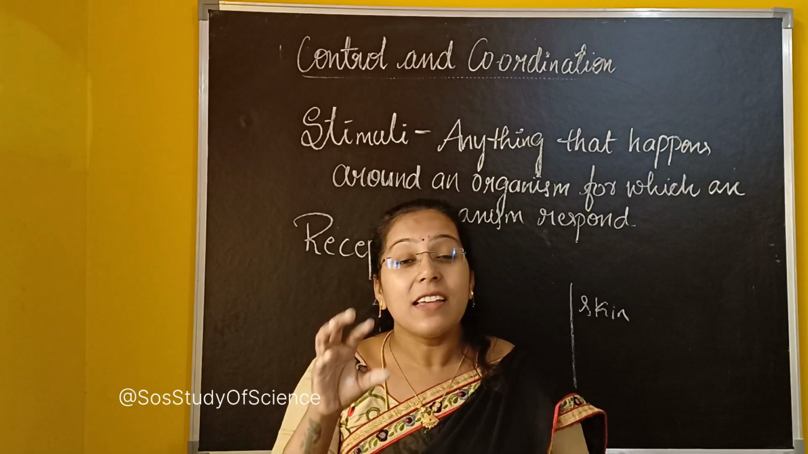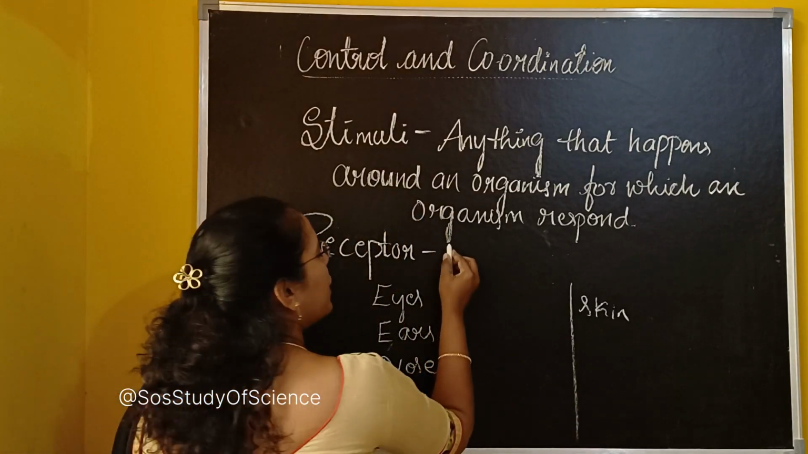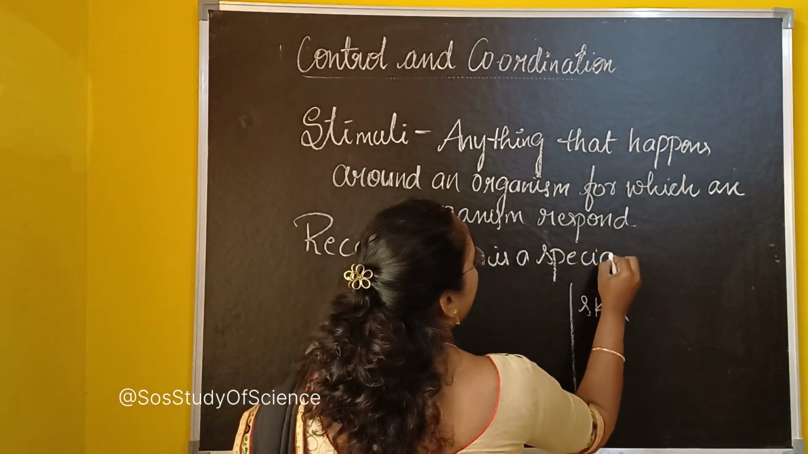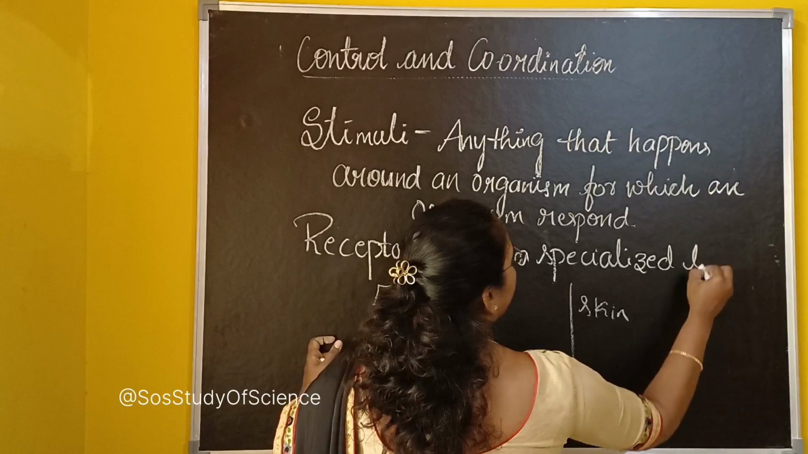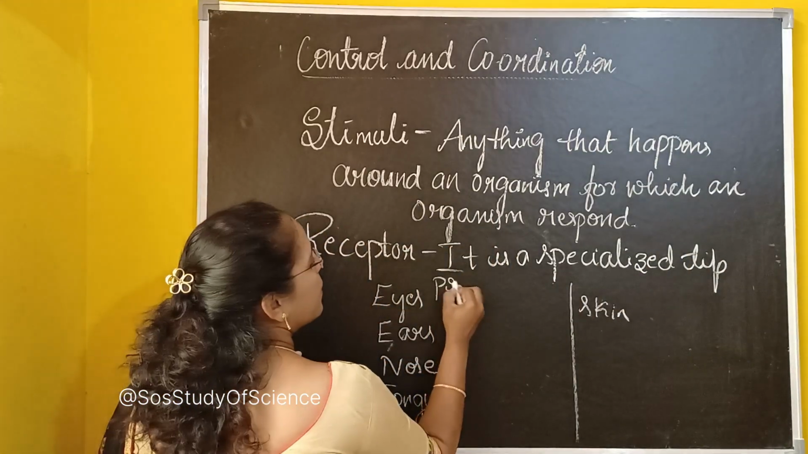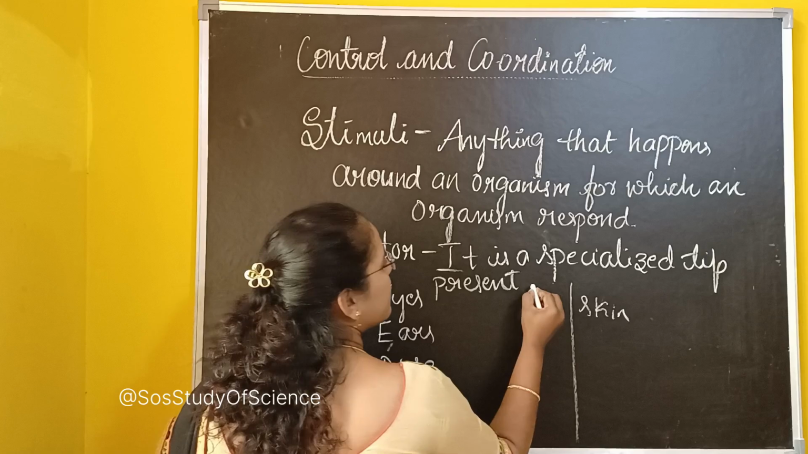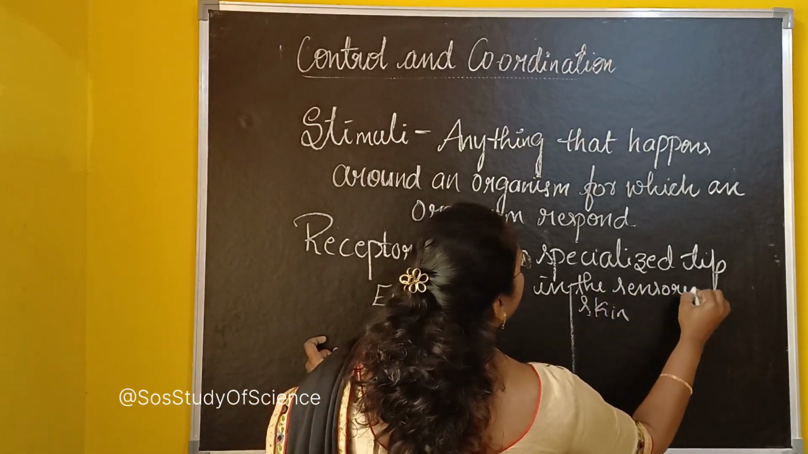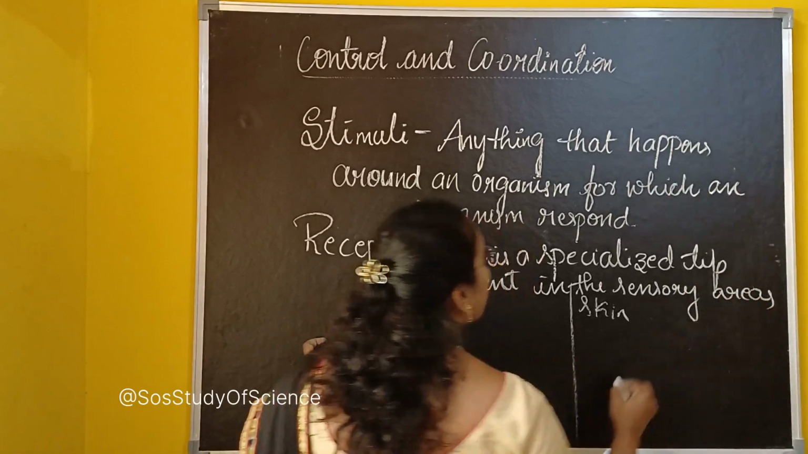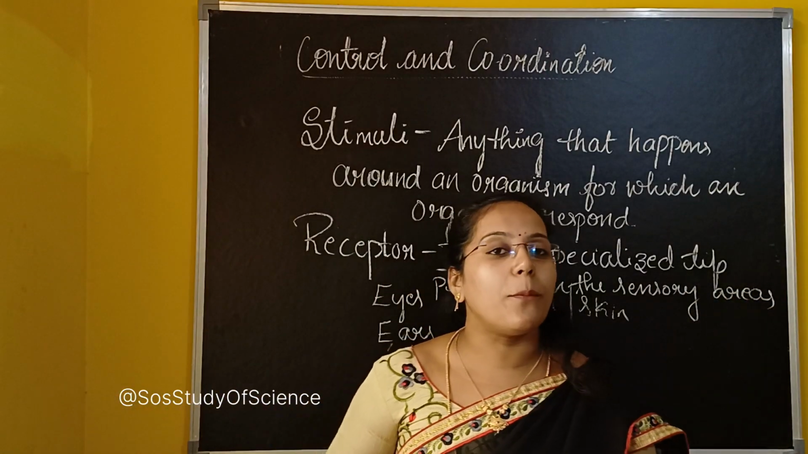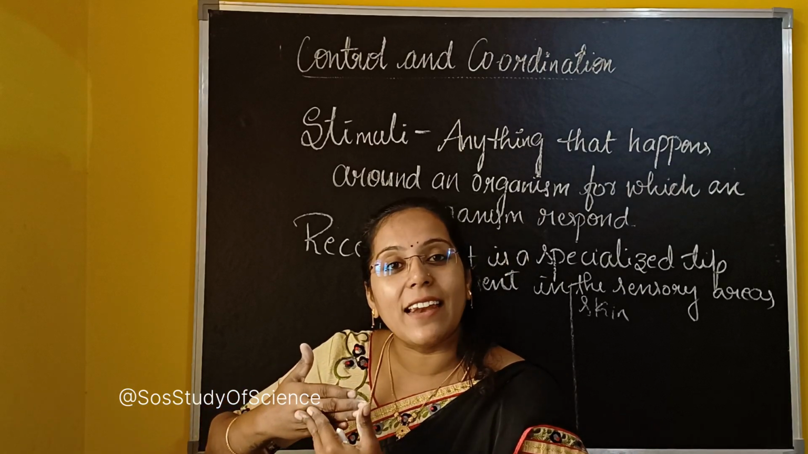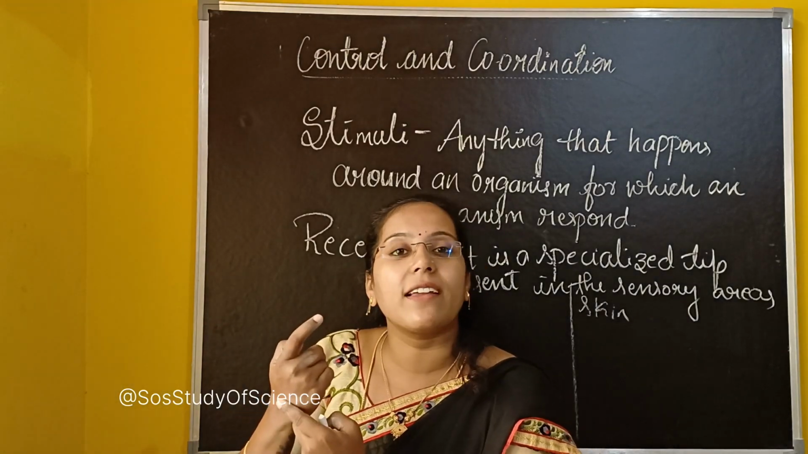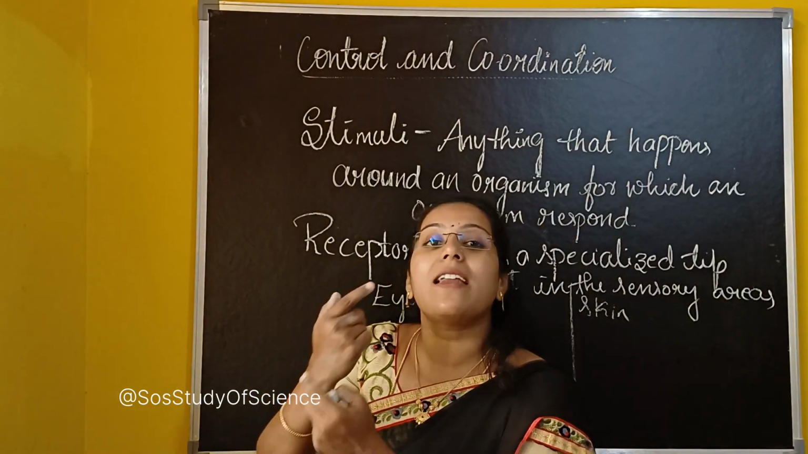I hope you understood. Receptors are nothing but, how can you define? It is a specialized tip present in the sense areas, or we can say sensory areas. Please note down whatever I am writing. In all the 5 sensory areas, there are receptors. When you touch a hot object, you felt hotness on your skin. What is the skin? Skin is the sense organ. And in this sense organ, what is there? Receptor is there.